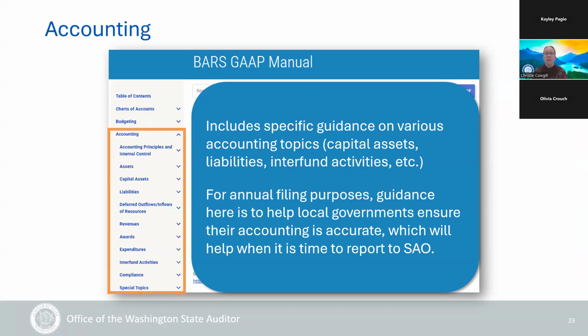This is the best place to start if you are ever thinking, how do I record this transaction? Because having the correct accounting for your transactions helps to ensure that your annual report is accurate when you report to SAO. Some highlights to remember for this section include accounting guidance on how to account for liabilities such as compensated absences, pensions, etc. Also, an area we get a lot of questions on is how to account for interfund activities, such as interfund transfers, interfund loans, reimbursements, netting, etc.